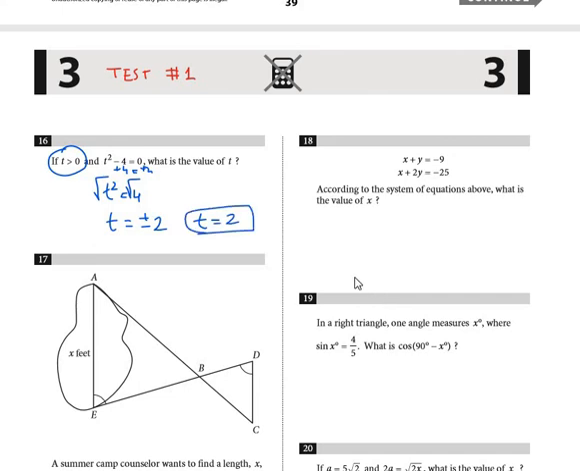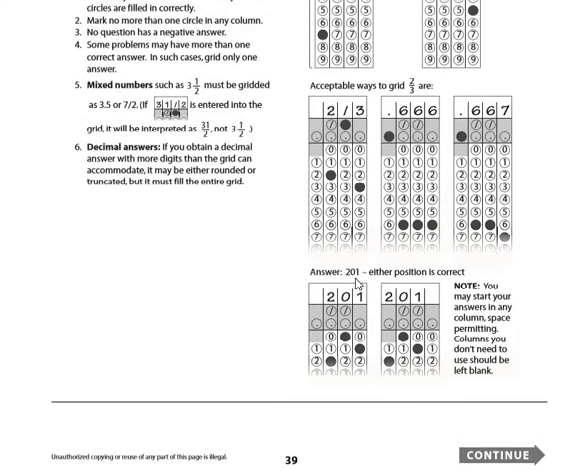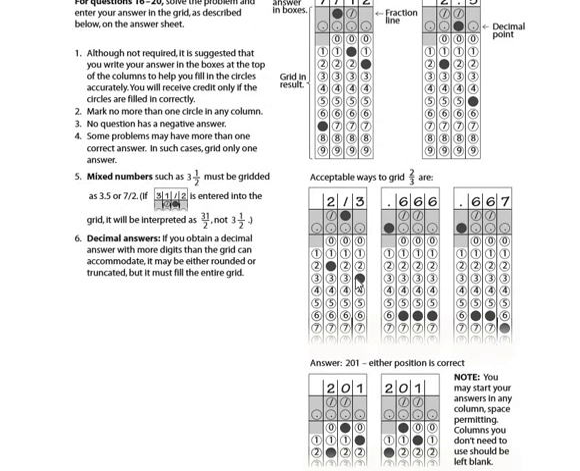And you're going to go to the answer sheet like this. You're going to write 2 here, and then you're going to bubble here 2, like this.